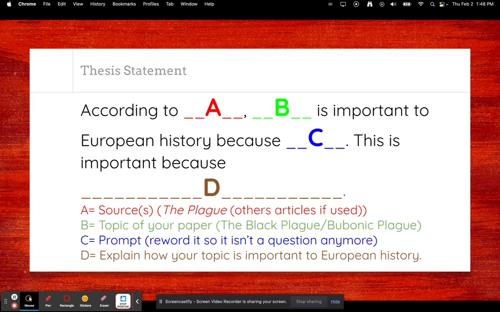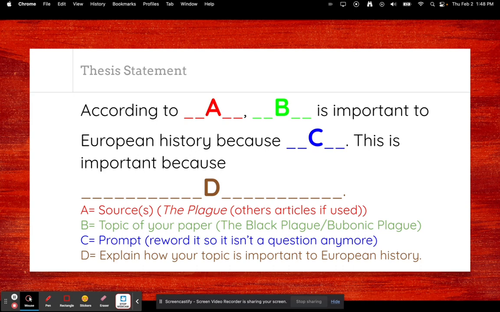C is going to be your prompt. So remember prompts 1, 2, and 3, whichever one you choose, you are going to put into C, but there is a catch. You need to reword it so it's not in a question form. Okay? So reword your prompt, and then put it into C. With prompt 2 for part C, you can also shorten it if you like.